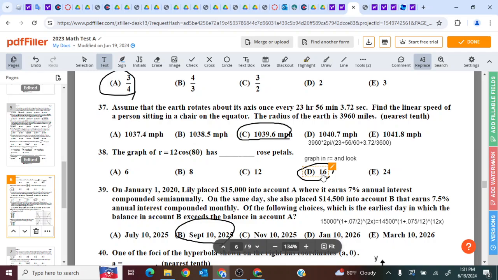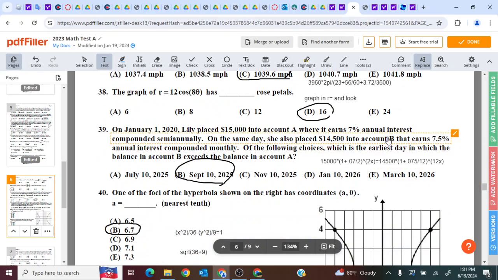39, this time, Lily places this amount of dollars into account A, earning this interest compounded semi-annually. And then 14.5 in account B, earning that much compounded monthly. And what is the earliest date at which the balance of account B exceeds the balance of account A? So essentially, when are they equal, basically? Because once they're equal, the other one will exceed the new one.